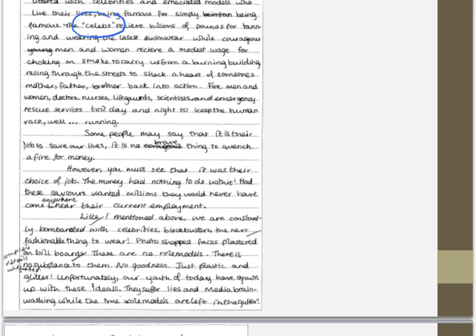The celebs receive billions of pounds for tanning and wearing the latest swimwear, while courageous men and women, it's a lovely adjective to have used, receive a modest wage for choking on smoke to carry us from a burning building, racing through the streets to shock a heart of someone's mother, father, brother back into action. Firemen and women, doctors, nurses, lifeguards, scientists and emergency rescue services toil day and night to keep the human race, well, running. Lovely choice of verb there to show the effort that these unsung heroes go to.